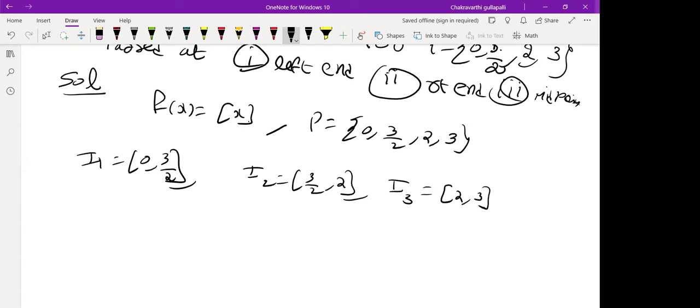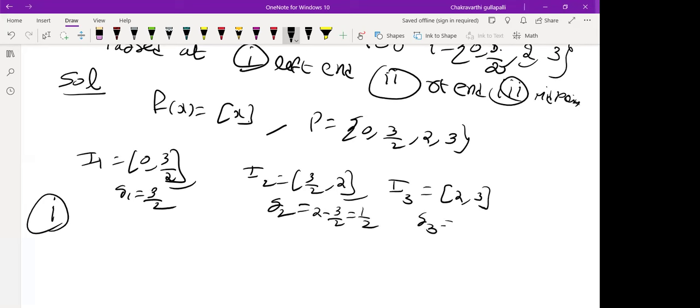Now, if I tag it, for this the deltas are: delta 1 is 1, delta 2 is 2 minus 3 by 2, which is 1 by 2, delta 3 is 3 minus 2, which is 1. Now, we have to find xi1, xi2, xi3. For the first interval, left hand, what is my xi1? It is tagged at left hand.